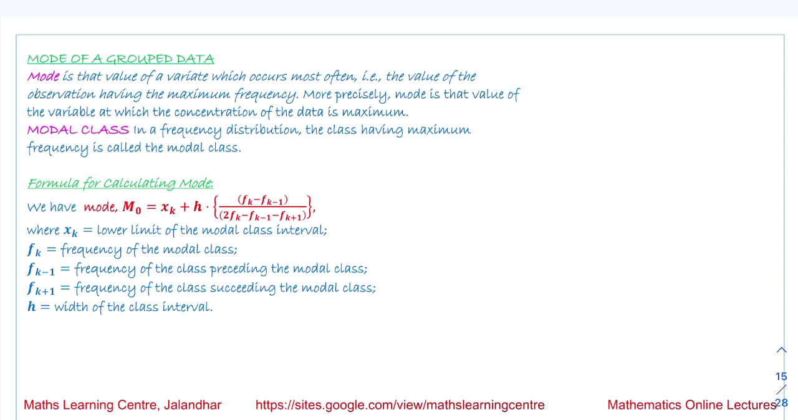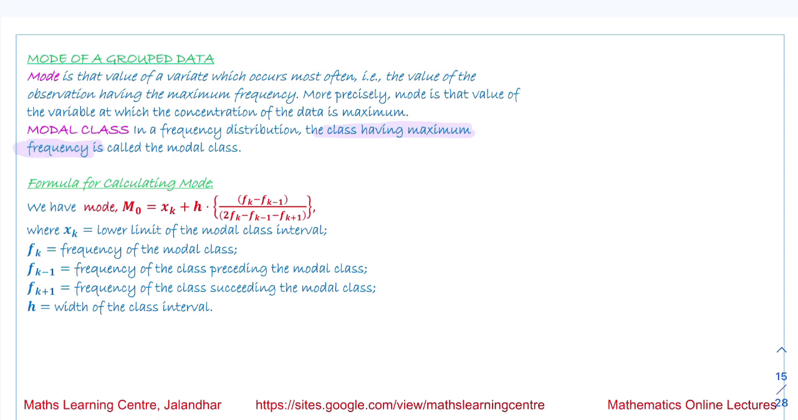Now the next topic is the mode of grouped data. Mode, we already know, is the most frequently occurring value. So if the data is given in ungrouped form, then the value having the maximum frequency is called the mode of that data. Now if the data is given in grouped form, first of all we have to find the modal class, and the modal class in a frequency distribution is the class having the maximum frequency.